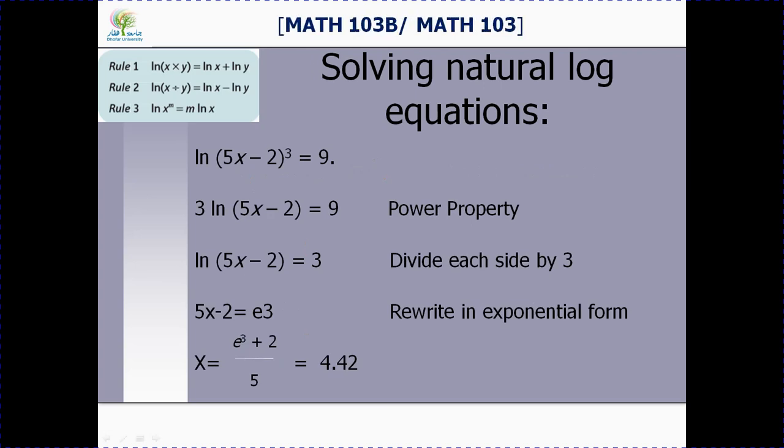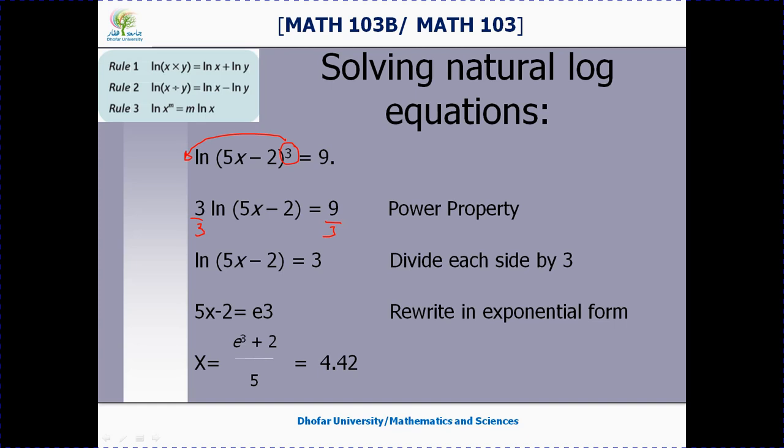Another example: what if I have ln of (5x minus 2) to the power 3 equals 9? First of all, before I write the exponential form, I'm going to use the power property. As you see, with the power property, the 3 becomes a multiple, so it will be in front of the ln. So 3 ln (5x minus 2) equals 9. Then divide both sides by 3. I'll have ln (5x minus 2) equals 9 divided by 3, which is 3.